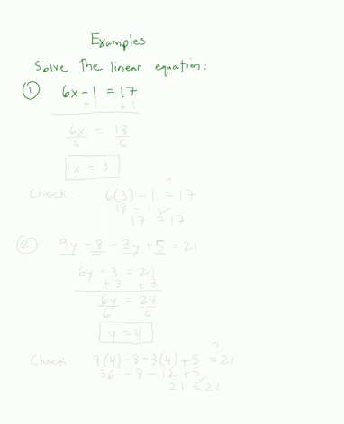Well, notice that I have a constant on the left and the right, so I'm going to add 1 to both sides of my equation. On the left now, I just have 6x, and on the right I have 18. And notice now, all my variables are on the left, and all my numbers are on the right. So I'm ready to go to step 5.